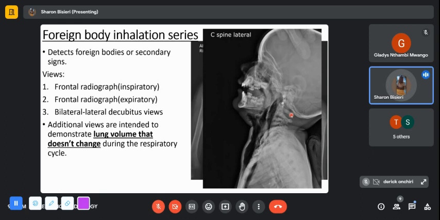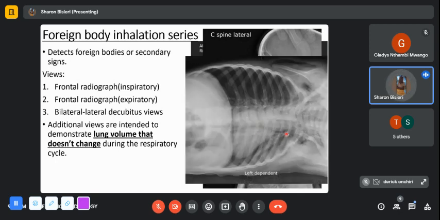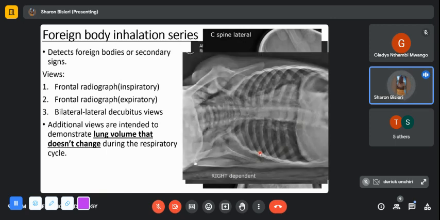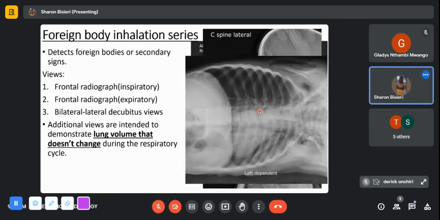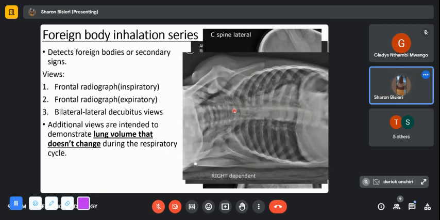For the same patient, they did a lateral C-spine radiograph, and they were able to note all this subcutaneous emphysema that's anterior to the neck and also overlying the sternum. And then when they did the decubitus views with the left dependent side, if we compare this left versus the right, we can see that there's no change in the volume of the right hemithorax. And also, if you turn your attention to the right cardiac margin, you can see that it does not shift in either of these. So it shows that the obstructing foreign body is within the right main bronchus.